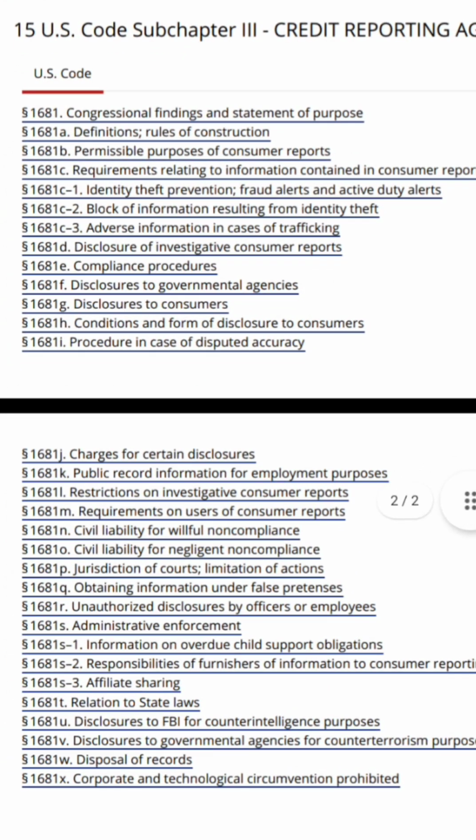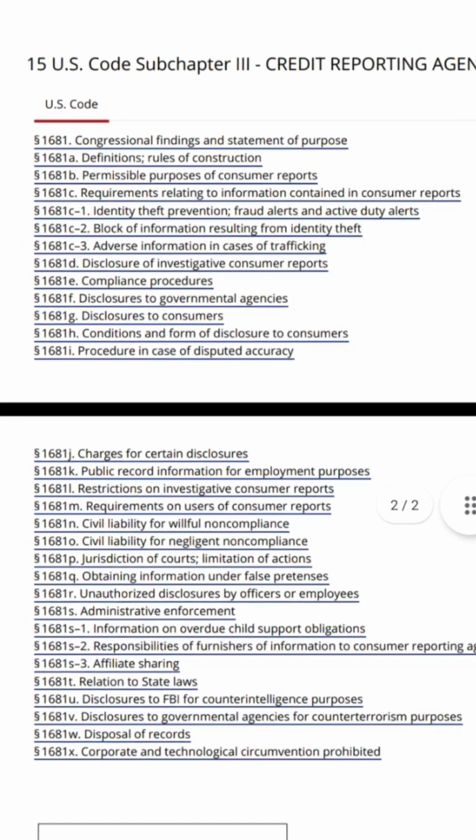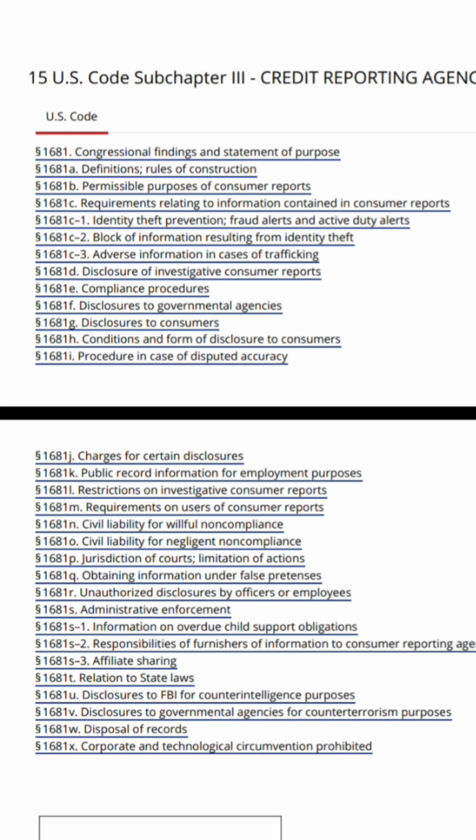You guys are going to go through here and read. You're going to go to your congressional findings and your statement of purpose. That's going to let you know why they enacted these laws. From there, you're going to find your definitions, and then find your violations. If you go to 1681B, just going through these, there's a lot of good information for these consumer reporting agencies that they're not following that they should be doing.